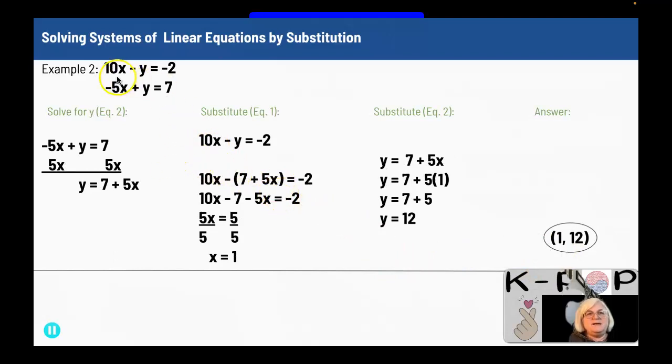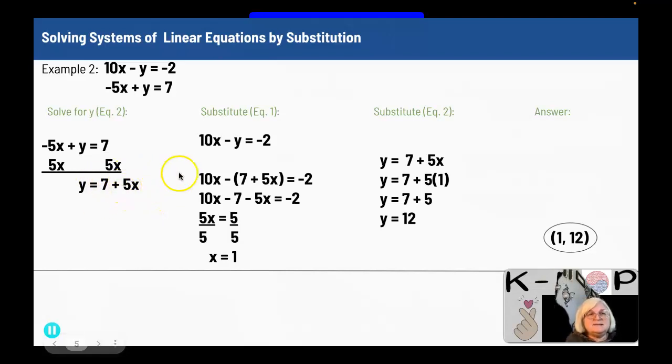Example 2. I have 10x minus y equals negative 2, and I have negative 5x plus y equals 7. Okay, the y is negative here, and it's positive here, but the coefficient in front is otherwise a 1, which isn't going to change anything. So I'm going to use the second one so that I don't have to divide by negative 1 in the end. So I'm going to use negative 5x plus y equals 7. I add 5x to both sides. I get y equals 7 plus 5x.